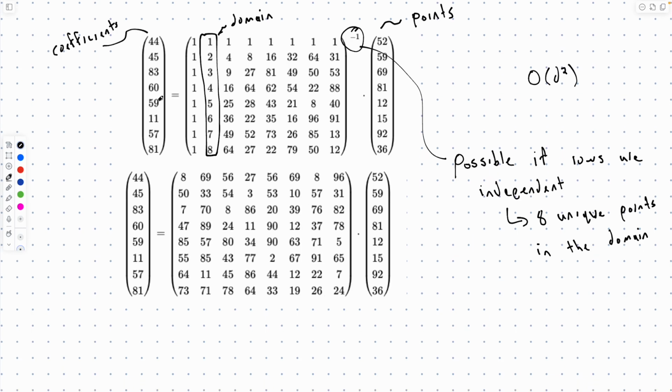Is there any way that we could do this matrix multiplication any faster than d squared? Just visually looking at it, do you think there's some way that we could do it faster than d squared? Maybe, maybe not. That's not what I'm thinking of yet.